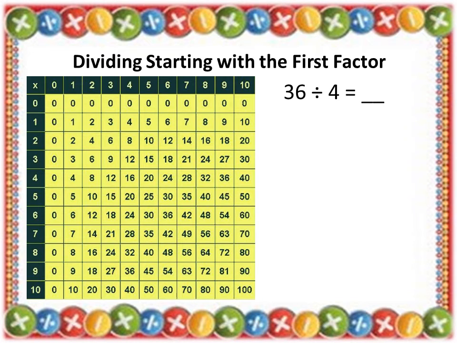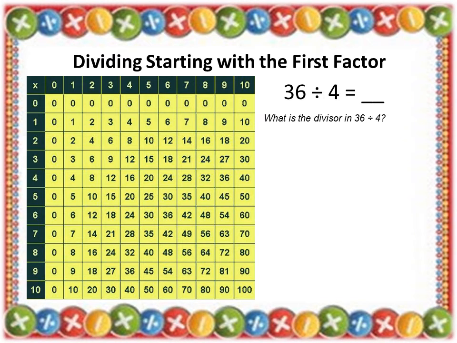First one is dividing starting with the first factor. First, you can find the row for the first factor and follow it across to the product and then move to the square at the top of the column. So let's practice using 36 divided by 4.